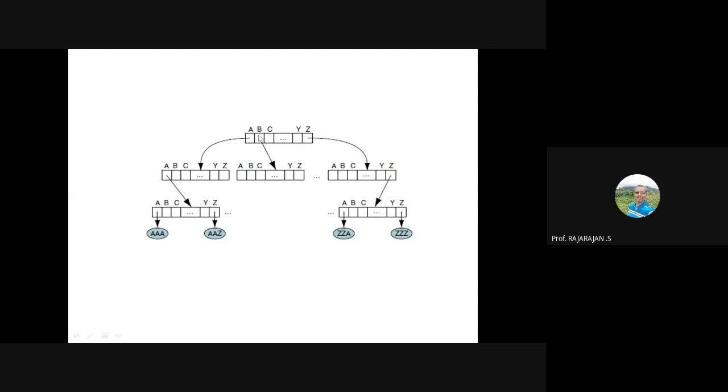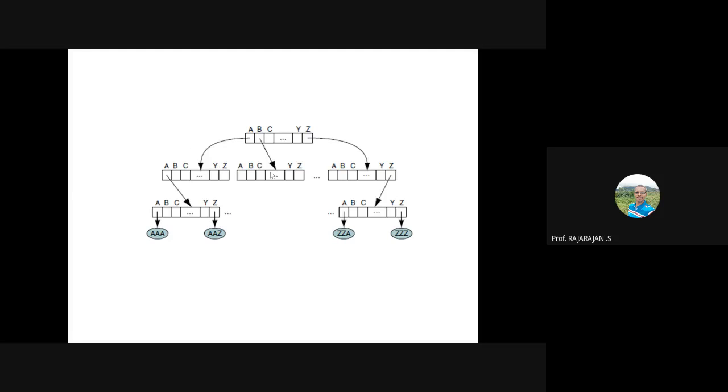Now, if you are trying to search for a word that starts with A, you will come here and use the pointer to come to the second level. Whereas if you are trying to search for a word that starts with B, then you will use this particular link and reach this node. And then after that, you will think of the next letter in your word, and accordingly you will follow the path. Let's see.